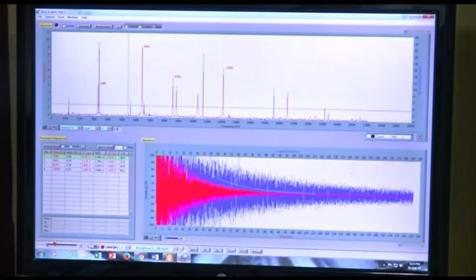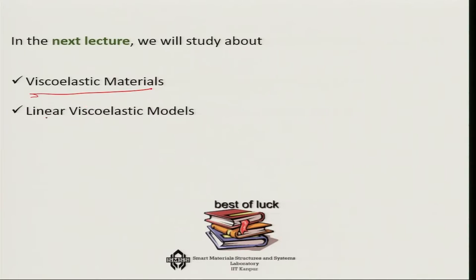For this particular analysis, we have used a trial version of BuzzOSonic software, and using that we have carried out this analysis. We are going to talk about viscoelastic materials and linear viscoelastic models.